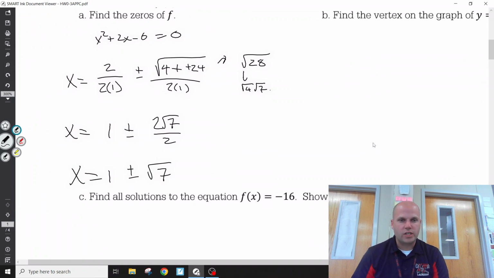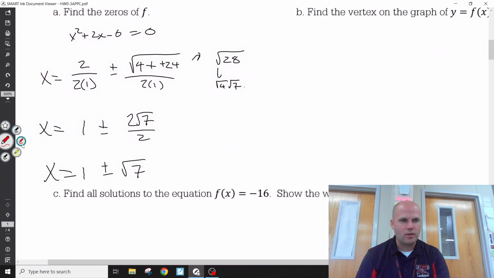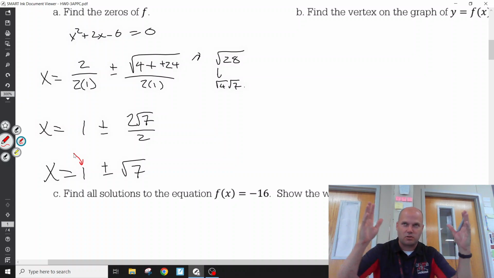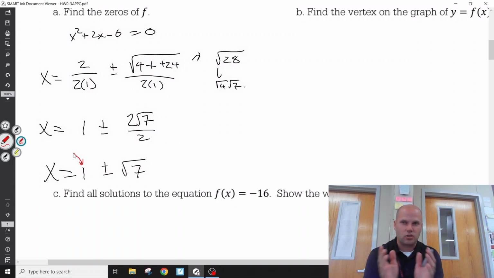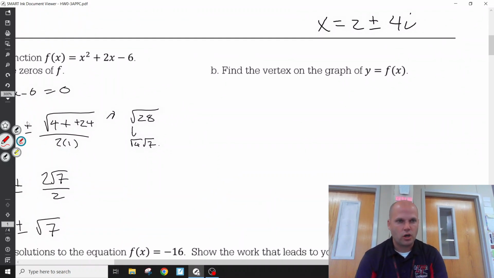Finding the vertex. I know where the middle of my quadratic has to be, right there at 1, because that's got to be the middle. I add a distance, I get to one solution. I subtract the same distance, I get to the other solution. Quadratics are symmetrical, so that's great. So I know the x coordinate is 1.